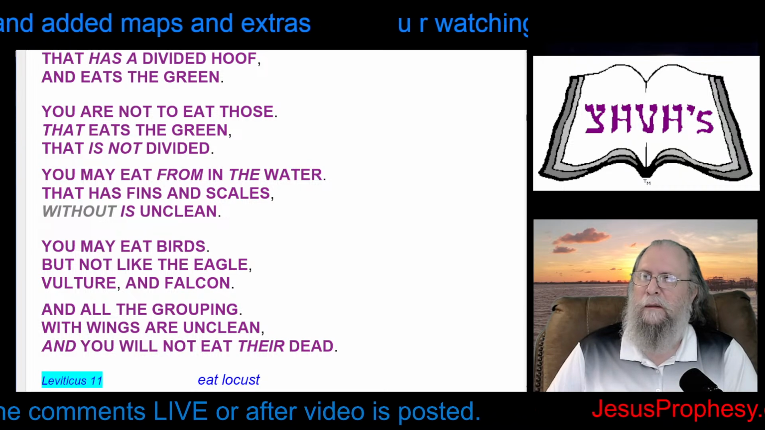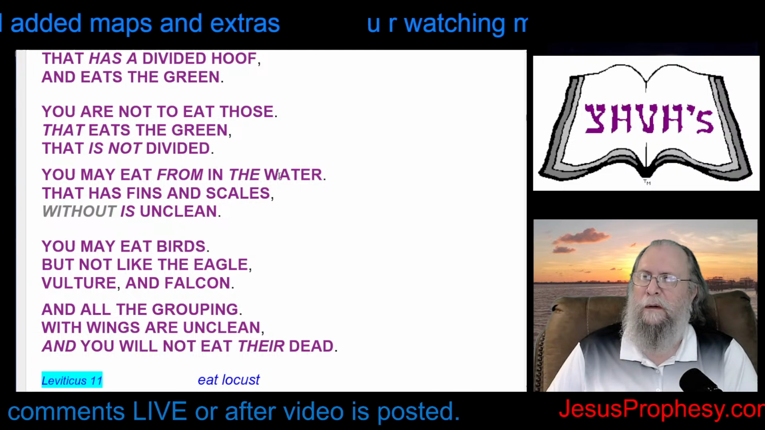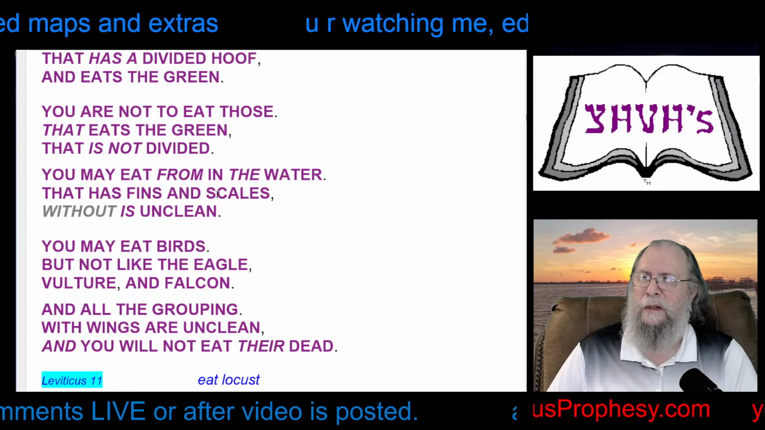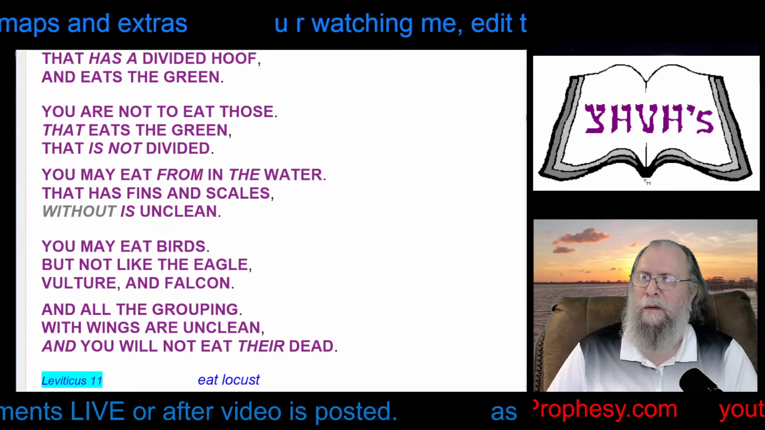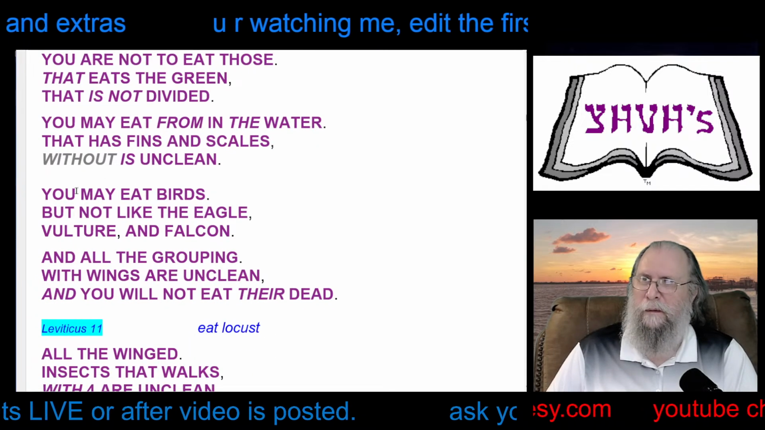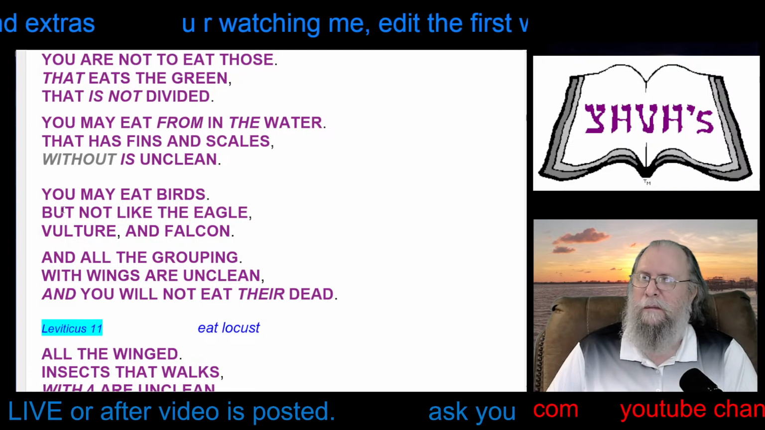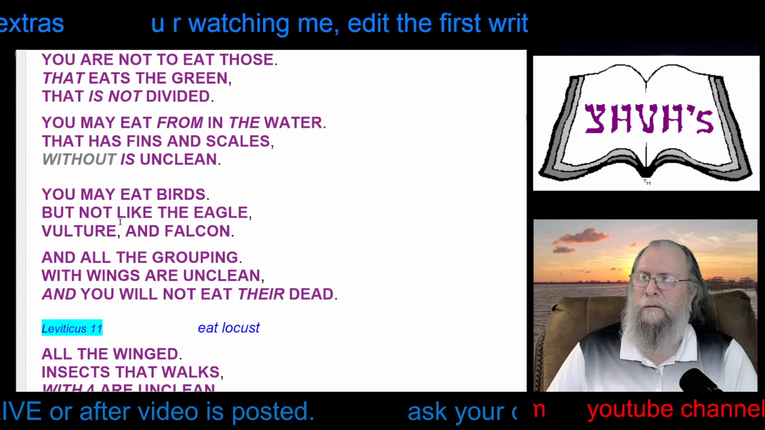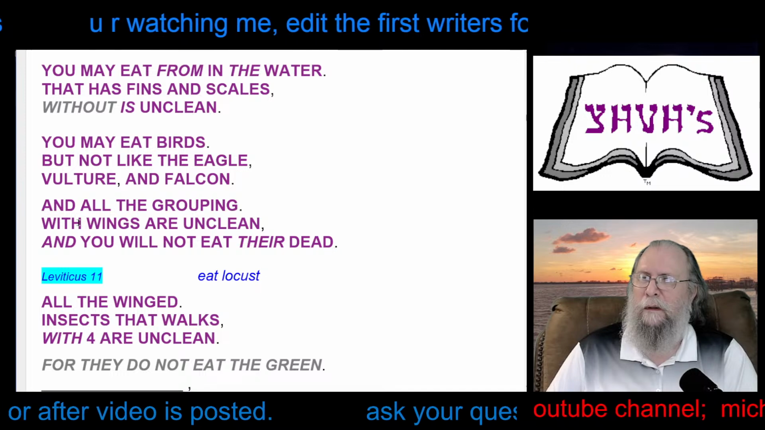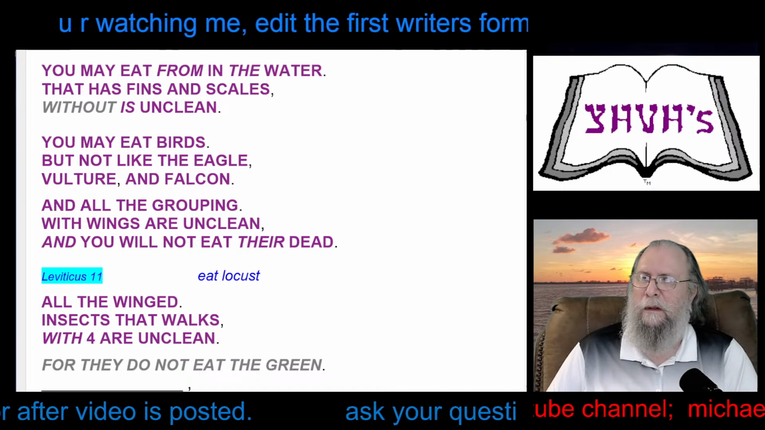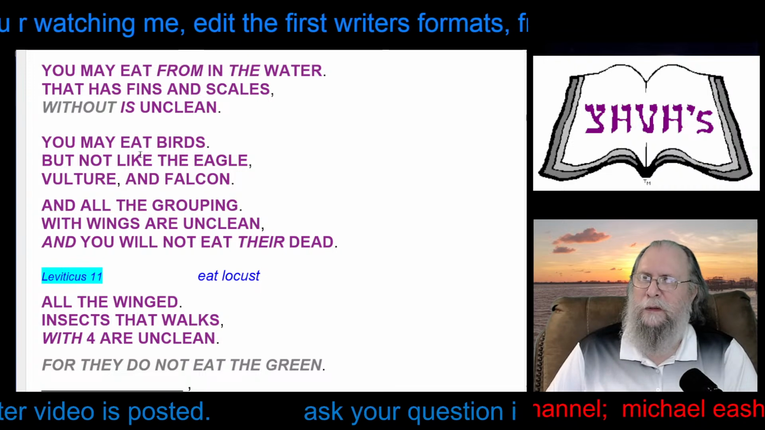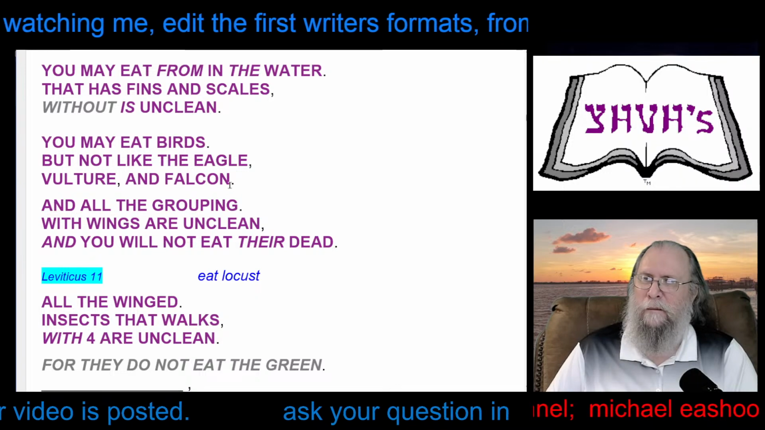You may eat from the water that has fins and scales. Without is unclean, like catfish, shrimp. You may eat birds, but not like the eagle, vulture, or falcon, and all the grouping with wings are unclean, and you will not eat their dead. This is because these don't eat the green.